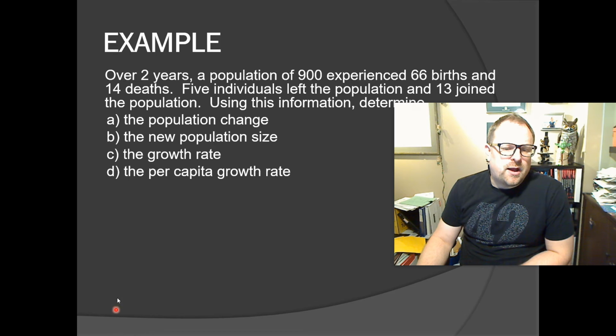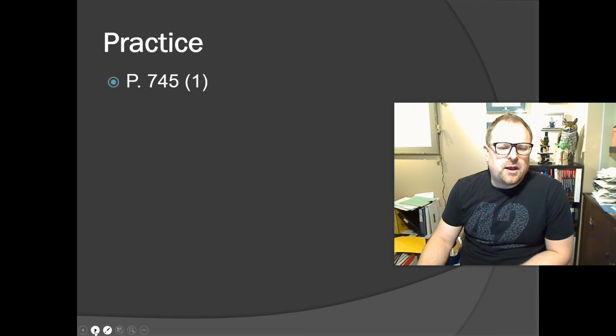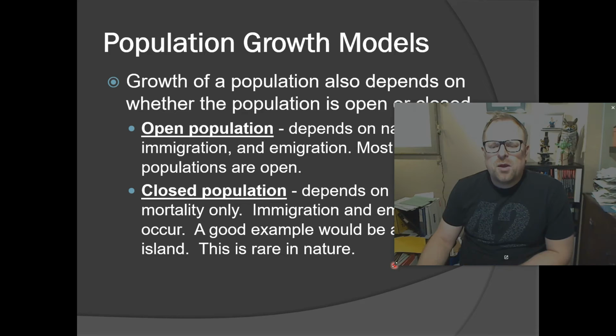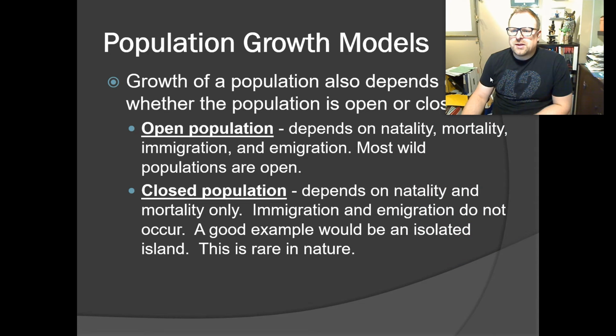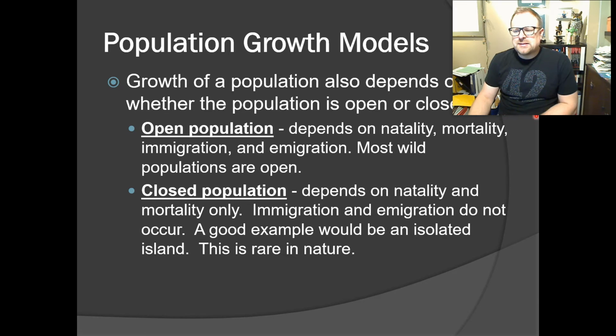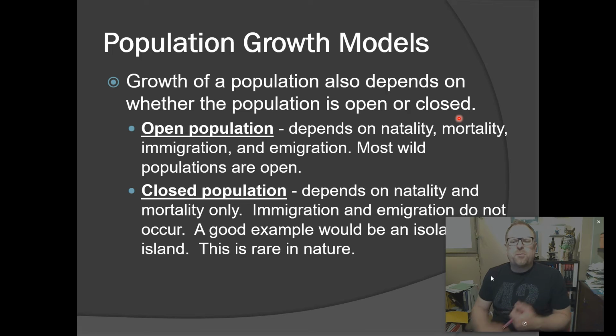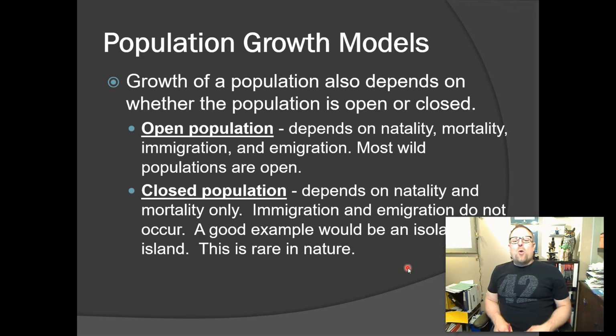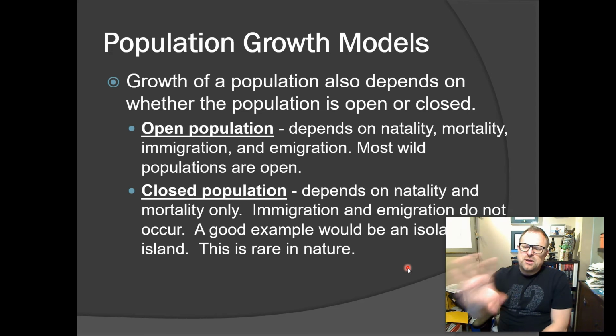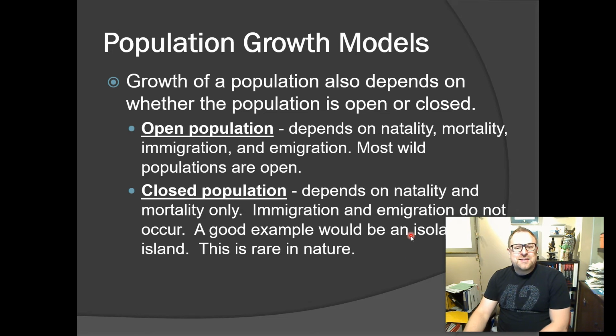What I am going to do now is move on to the next part, which is talking about population growth models and how all of those things work. Try to wrap this up as quickly as I can. So, population growth models. The growth of a population also depends on whether the population is open or closed. An open population means that its borders are open and individuals are allowed to move into the population and exit the population as necessary. So, an open population depends on natality, mortality, immigration, and emigration. And our wild populations are open.